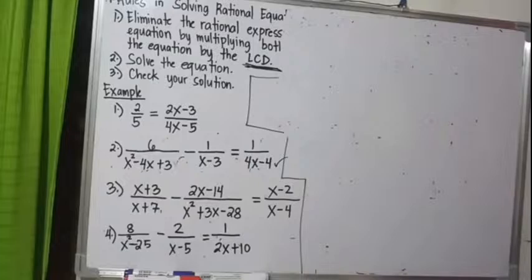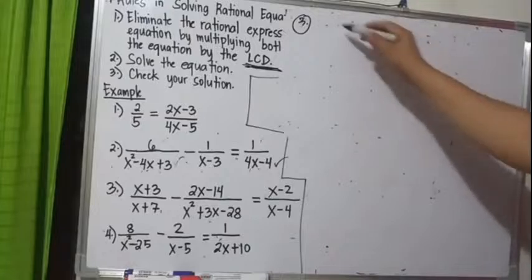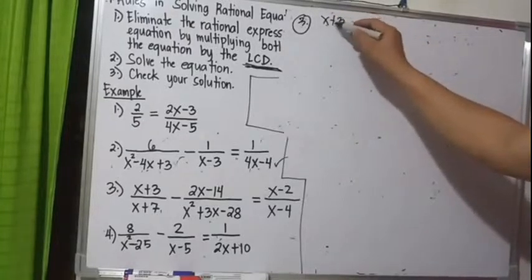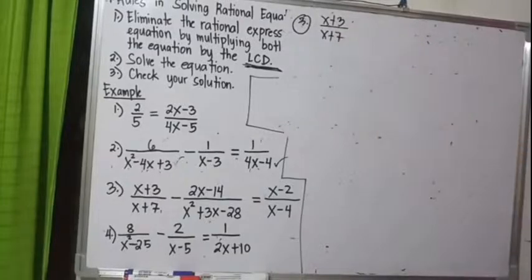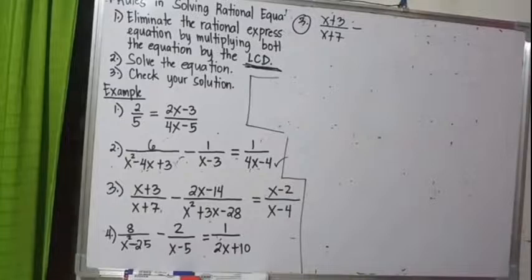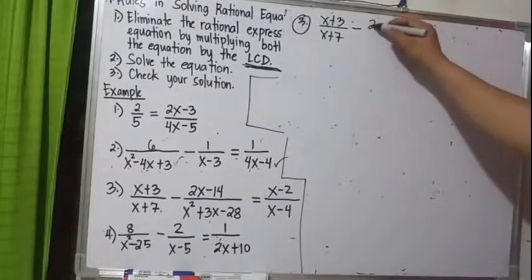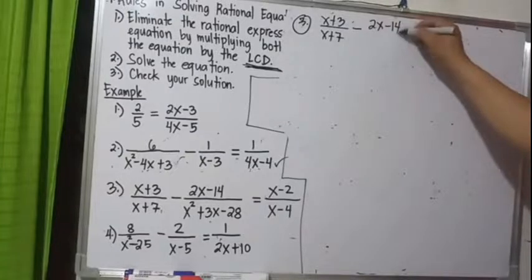Okay, let's proceed to number 3. So, number 3 is x plus 3 over x plus 7, subtract, diretso na, 2x minus 14 over, okay.